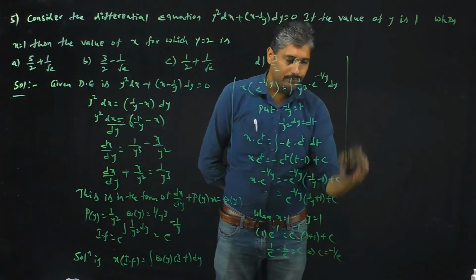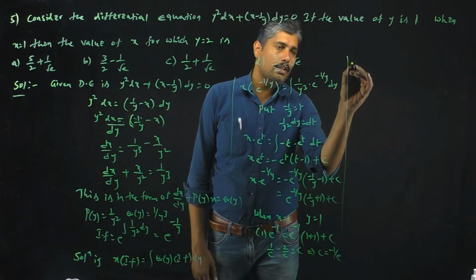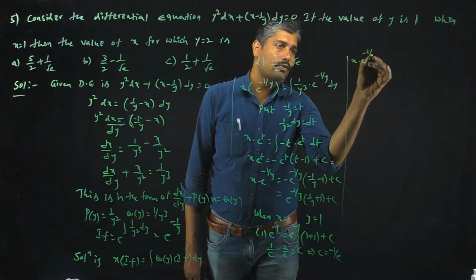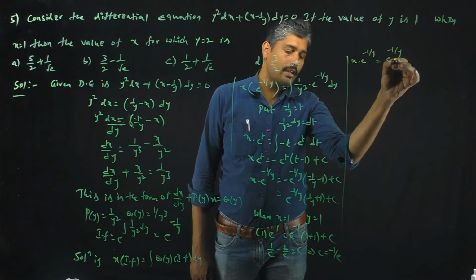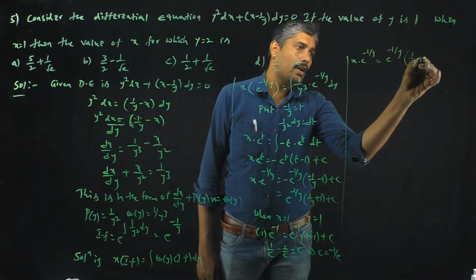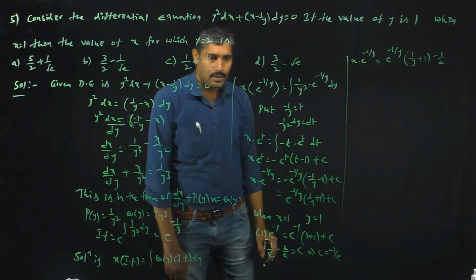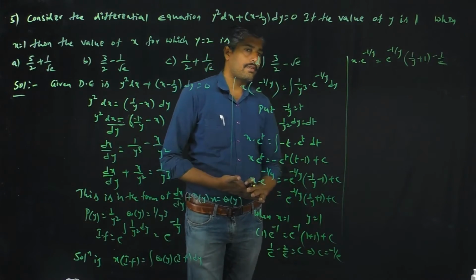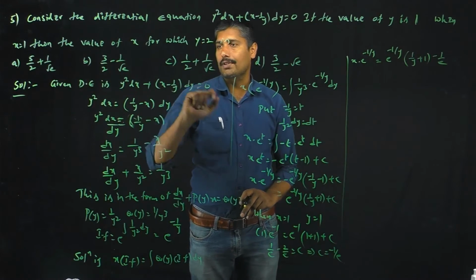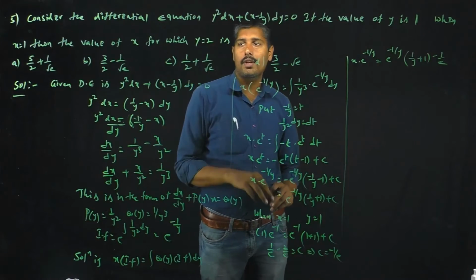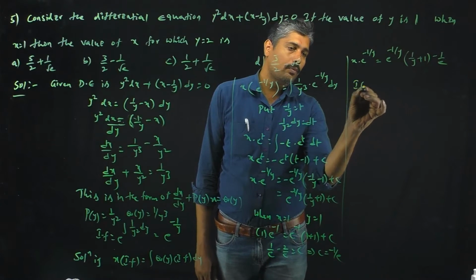Substitute here. Therefore the solution is x into e power minus 1 by y equal to e power minus 1 by y into 1 by y plus 1, plus c, where c equal to minus 1 by e. Now we have to find the value of x when y equal to 2.